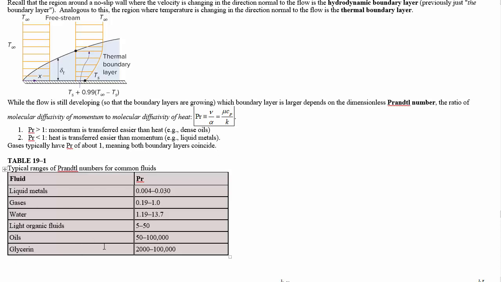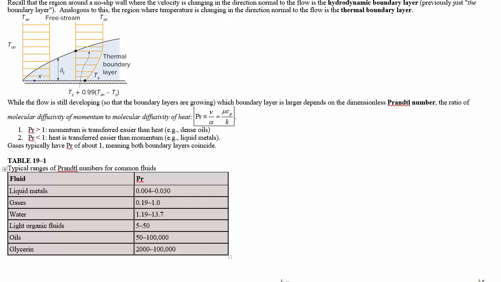Whereas on the other end, you've got dense oils. These objects don't transfer heat very well compared to how well they transfer momentum. They're much better at transferring momentum. So you'd have a much thicker hydrodynamic boundary layer, momentum boundary layer, velocity boundary layer than your thermal boundary layer. Right around the middle, you've got gases, and depending on the temperature, water can behave like that too. So gases typically have Prandtl numbers close to 1, which means the boundary layers aren't that far away from each other.